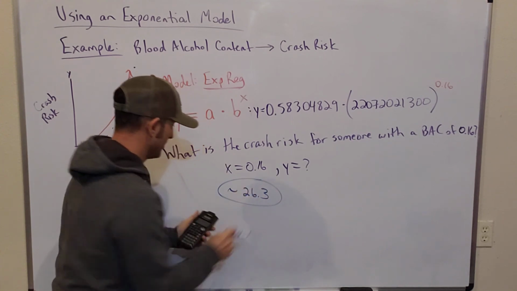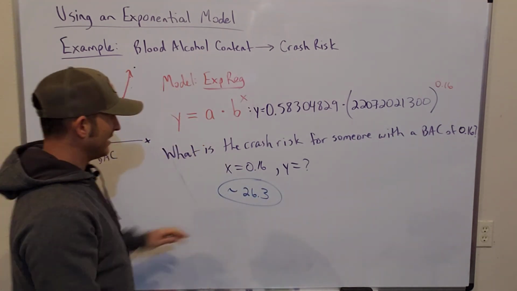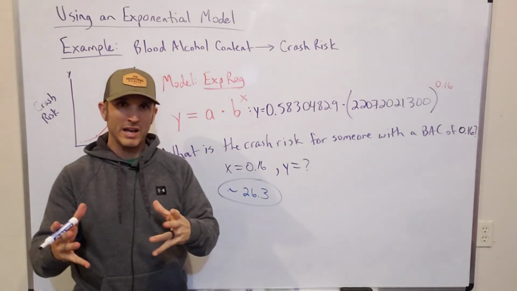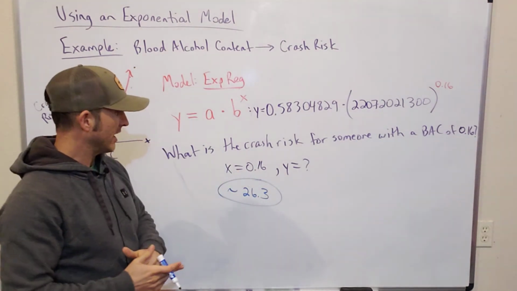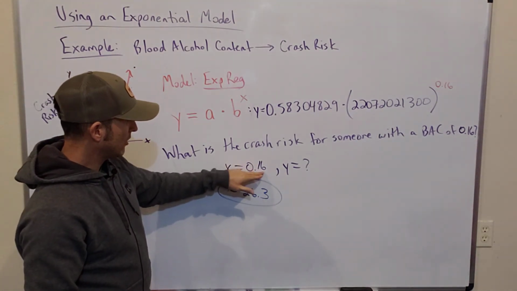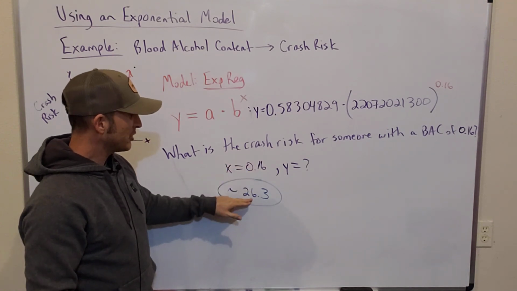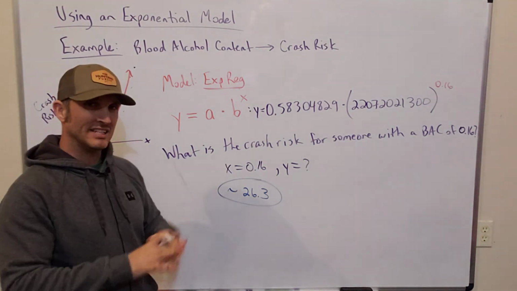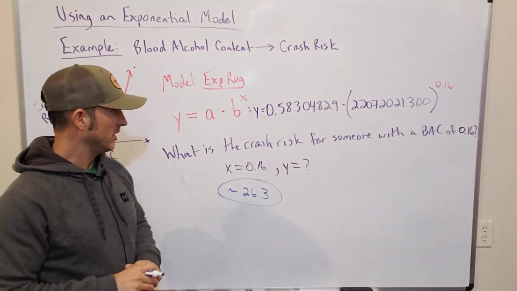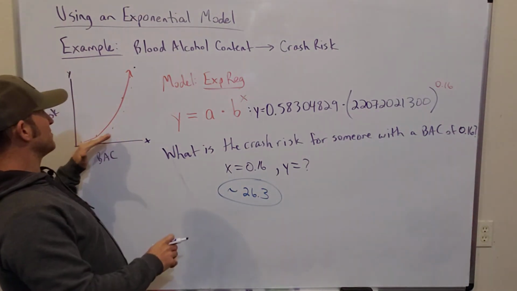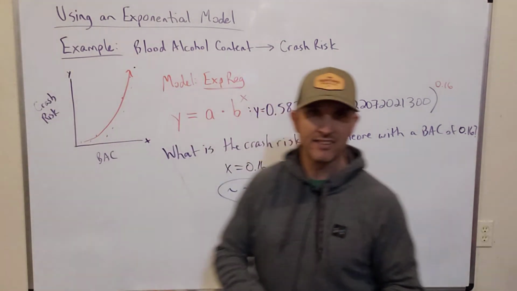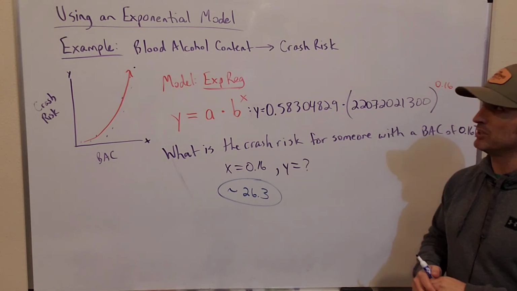26.3. So if you look at that, the blood alcohol content doubled, and at 0.08, remember, it was about 4 times more likely to crash. At a double blood alcohol content of 0.16, now you're up to 26 times more likely to crash than if you had 0 alcohol in your blood. So you can see this model does grow pretty rapidly. And that's a great example of an exponential growth model.